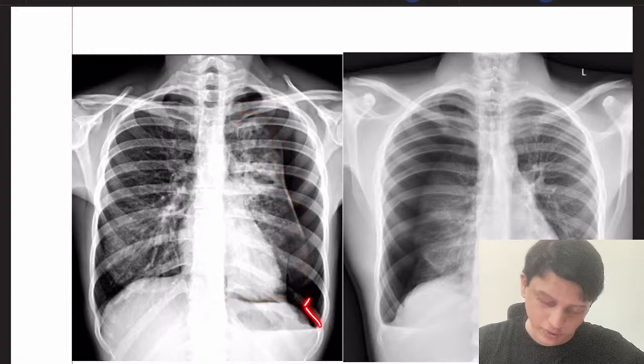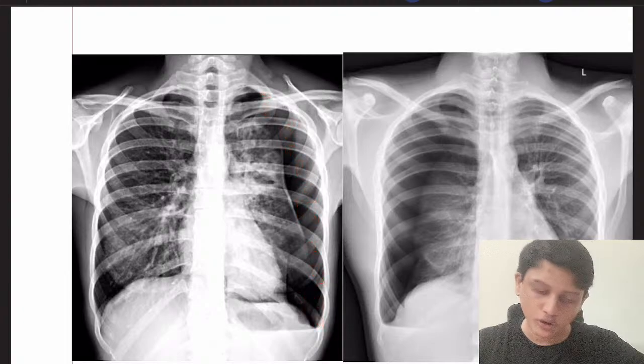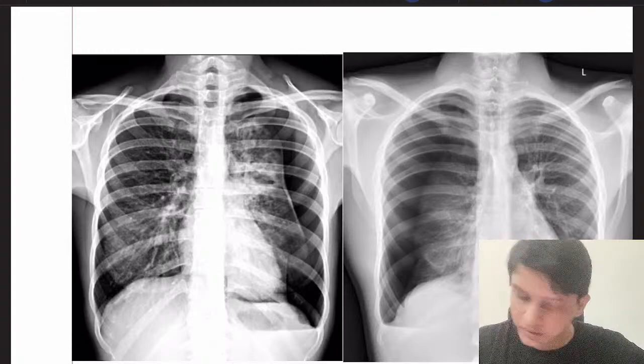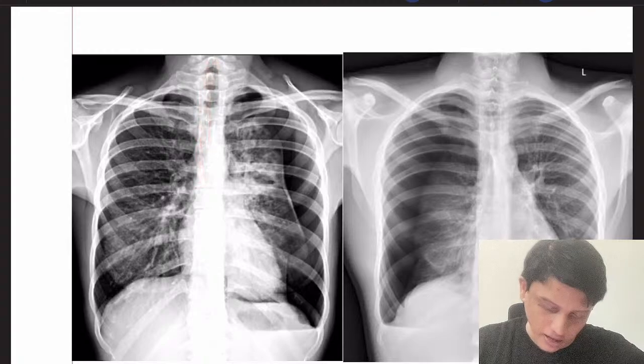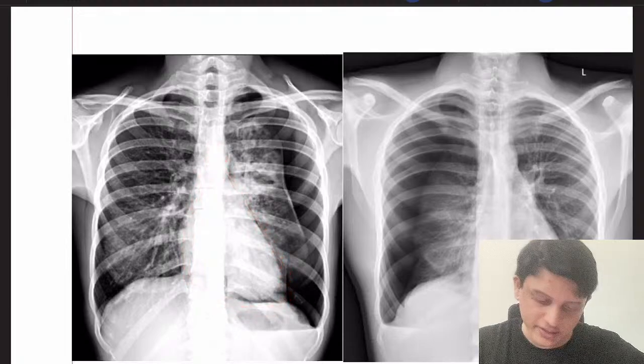Okay, so outside which there is air present. So it's a left-sided pneumothorax. There is no mediastinal shift, because the trachea is central. The heart is in the normal position, everything. So it's only a simple pneumothorax.